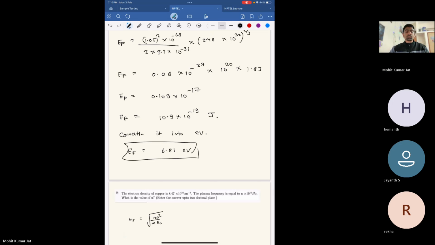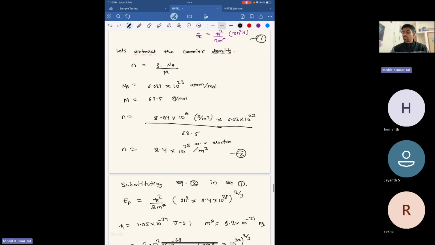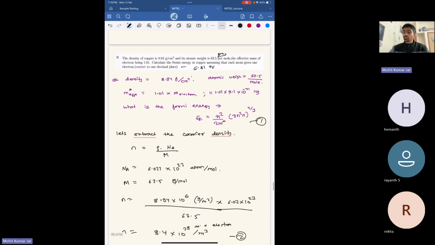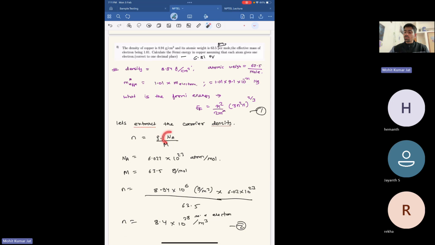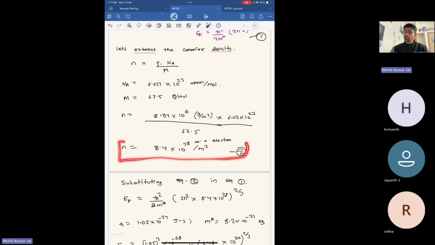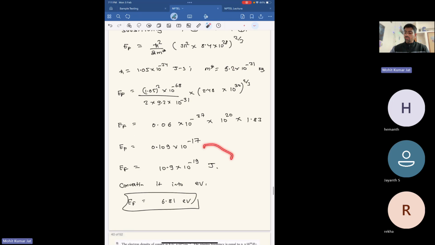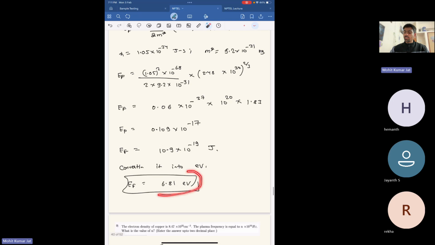Any question? Any question like where this relation comes from? I think this has already been shown in the class, the 3 pi square. This is mainly the relation. Otherwise, you have to compute this n. N is given as rho times Avogadro number by molecular mass, and then you compute the n. You substitute it in equation 1, that gives you the Fermi energy. Finally, you convert the Fermi energy from joule into electron volt by dividing it by the electron charge, and that gives you 6.8 eV roughly.